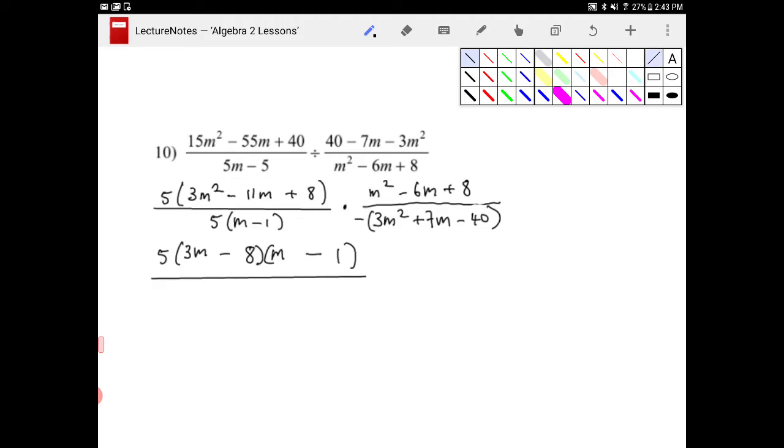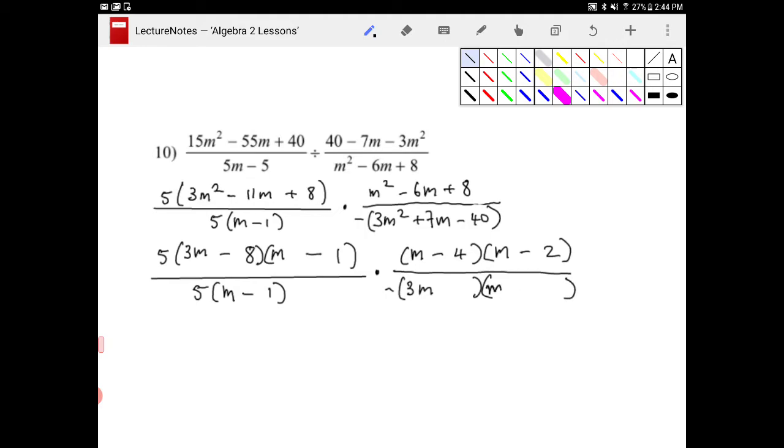All divided by 5 times m minus 1. And then times, the numerator factors out to be m minus 4, m minus 2. The denominator factors out to be 3m, or negative, and then 3m and m. I need negative 40 to be at the end there.